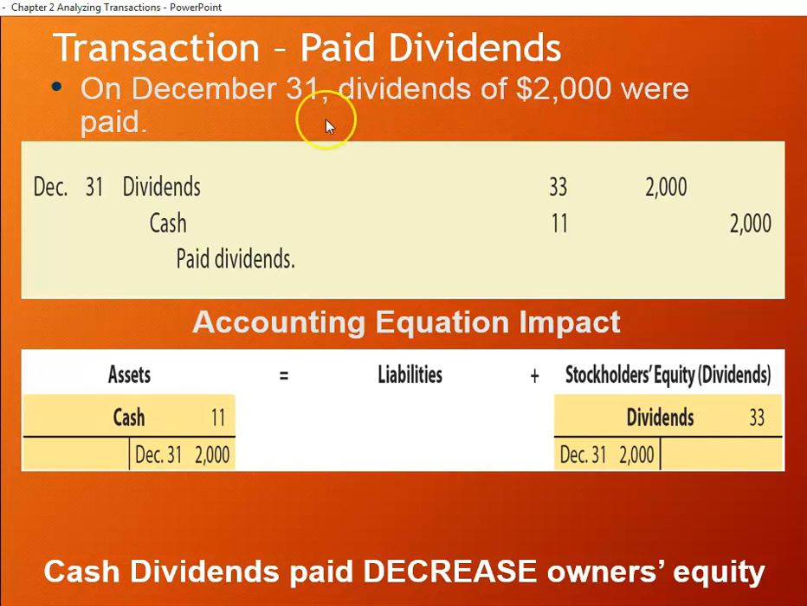as an investment. So dividends go up as cash dividends are paid because cash is going down, right? Let's see what we got here. Dividends go up, cash goes down. What do you think happens to stockholders' equity? I already told you. It goes down. Cash dividends paid decrease owners' equity.